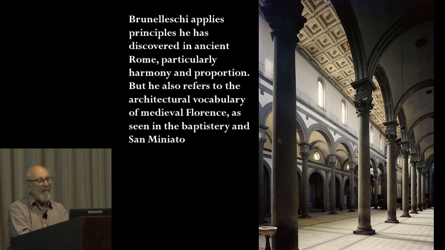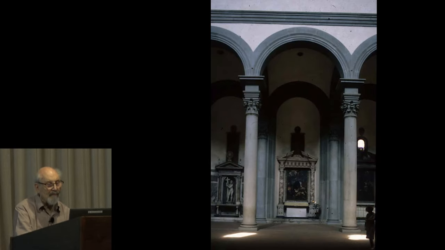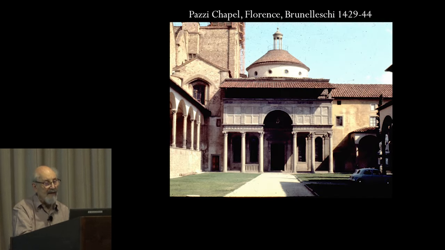So Brunelleschi applied principles that he'd discovered in ancient Rome, particularly harmony and proportion, but his architectural vocabulary came from the baptistry and San Miniato, but he gave it something totally new. Around the edge of this church, there are little chapels. They actually have curved walls. It doesn't show so well here. And then each one has an altar, and many of them have important Renaissance masterpieces. If we went around every one of them, we wouldn't get out in time for dinner.